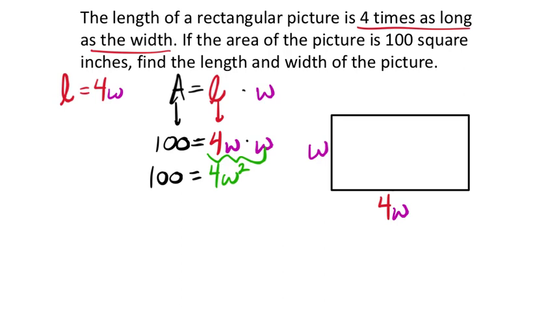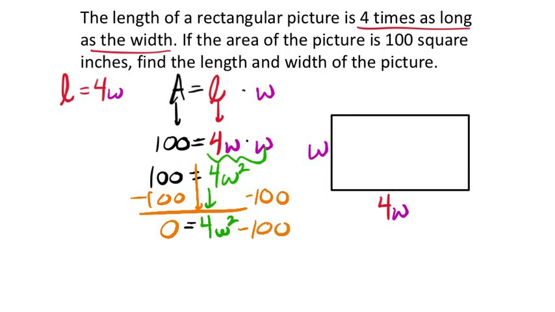And you'll see why that's important here, because I'm going to solve this like I would one of those other equations. And so I'm going to get rid of that 100. I'm going to make it a 0, right? So I'm going to make it 0 equals 4W squared. And you see I subtracted 100 on the left, so I must subtract it on the right as well. So I got 4W squared minus 100.